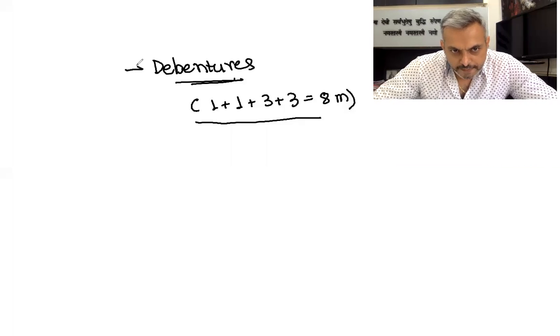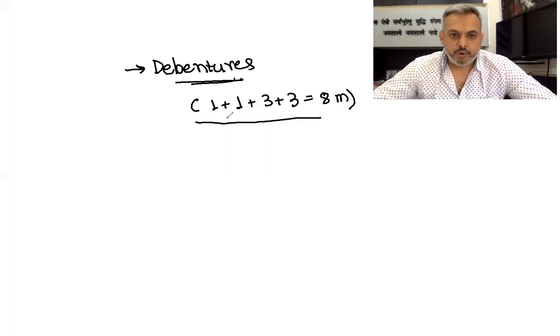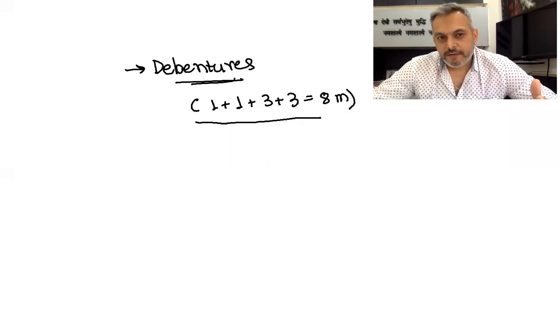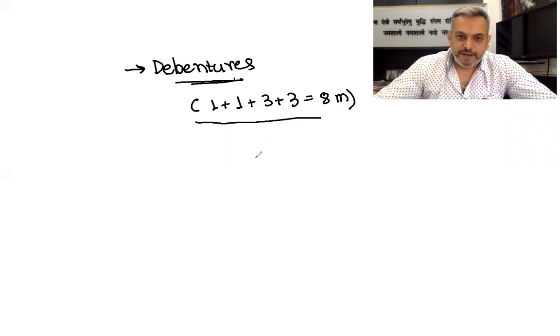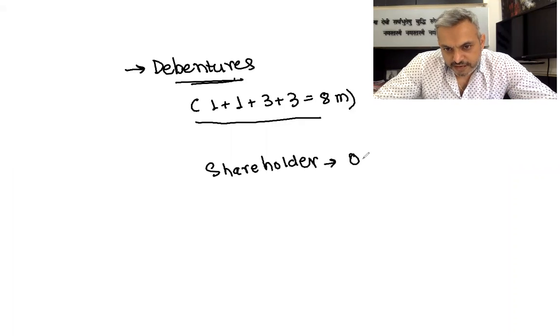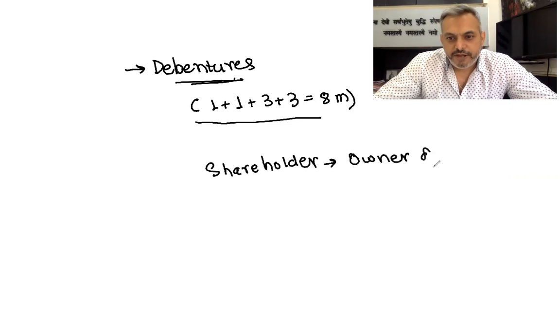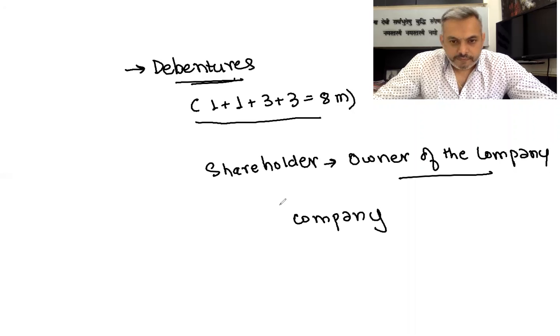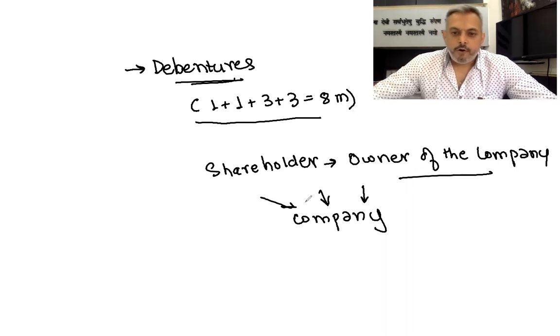Now, debenture chapter is very similar to share capital chapter, but there is a big difference between shares and debentures. So, first, let's understand who are shareholders. Shareholders are basically owners of the company. Now, whenever a company is formed, people apply for shares in this company and become shareholders.